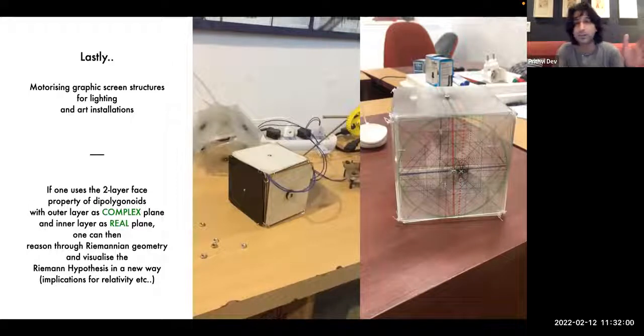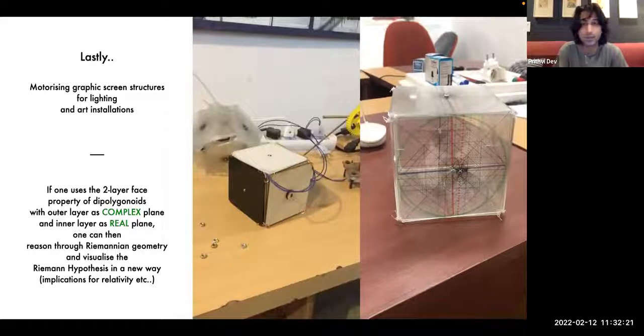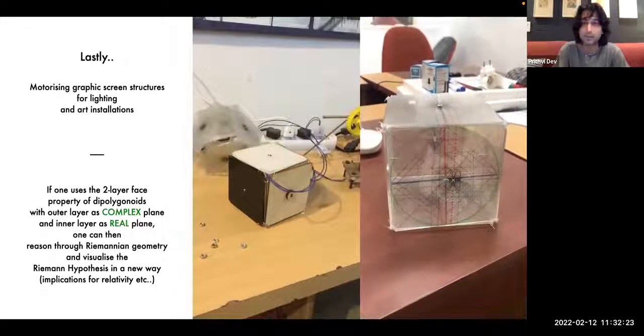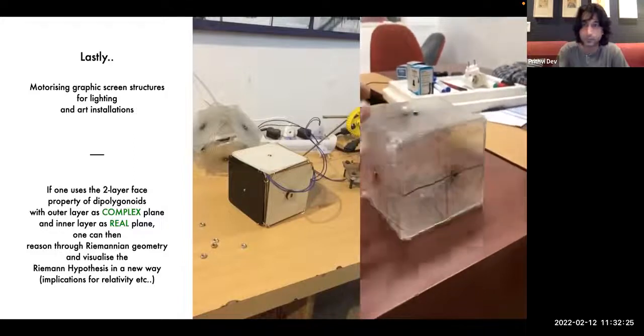So what if one can just, for example, put that onto the event horizon of a black hole and use Lorenz attractors? These are, again, just concepts I understand conceptually, but not the actual math or anything like that. So I don't know if it's actually possible. But you could then create loops if you use these dipolygonoid structures with the real plane and complex plane together. Oh yeah, I forgot to play this video.